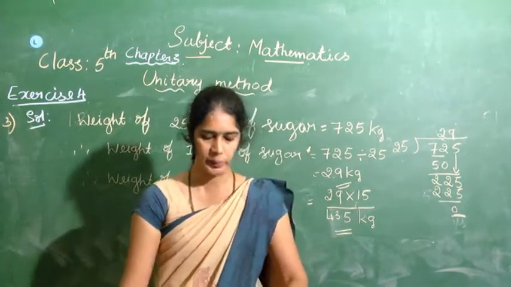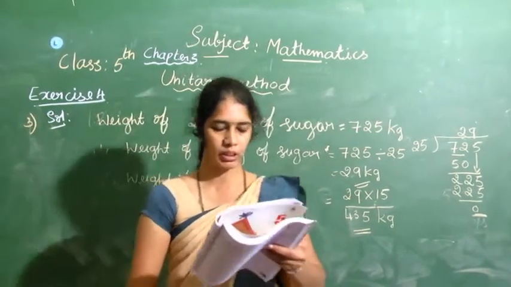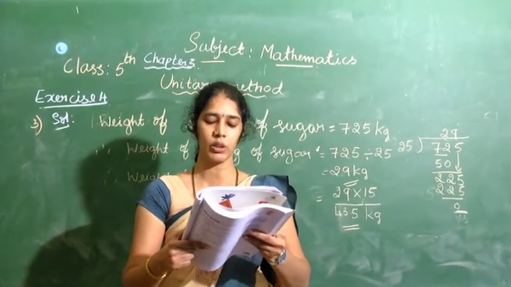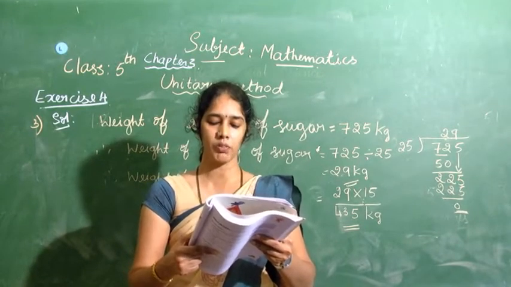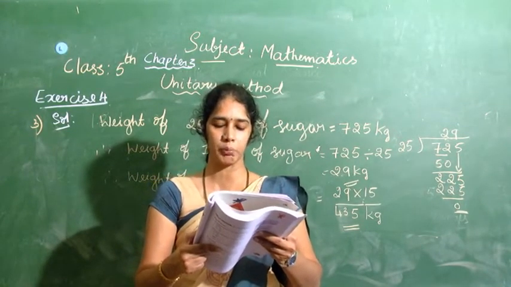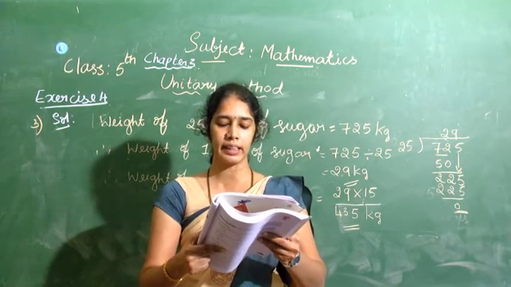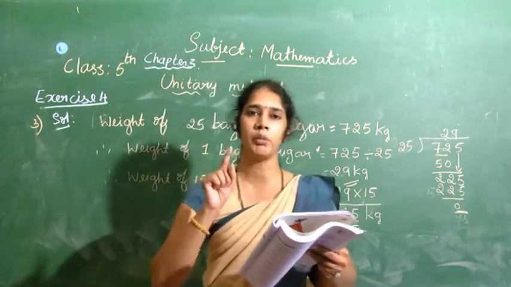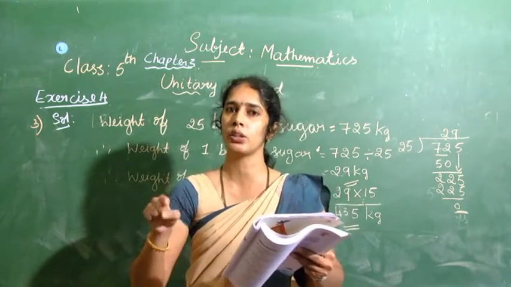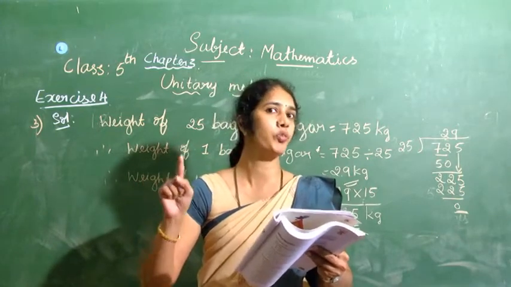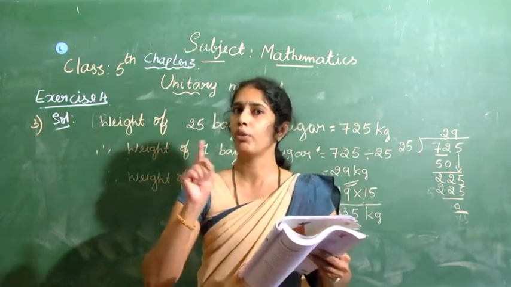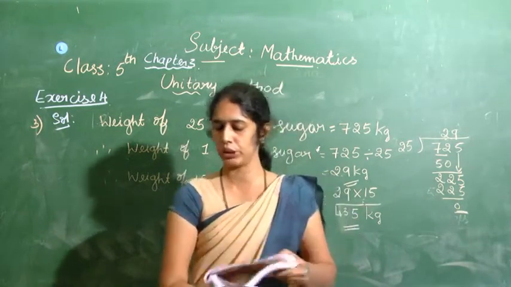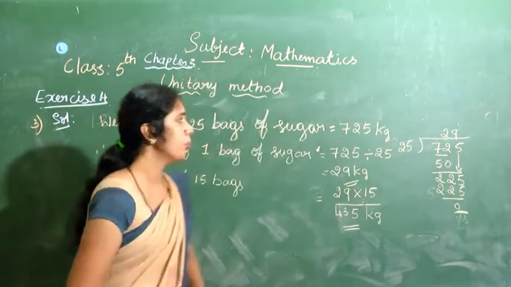Now, next sum. The yearly rent for a house is 36,600. Mr. Vasu stayed in the house for 8 months. How much rent did he pay? They have given for 1 year, that is for 12 months, rent is 36,600. So we have to find the rent for 8 months. For that, first we have to find the rent of 1 month. We have to do the division. First division, then multiplication.